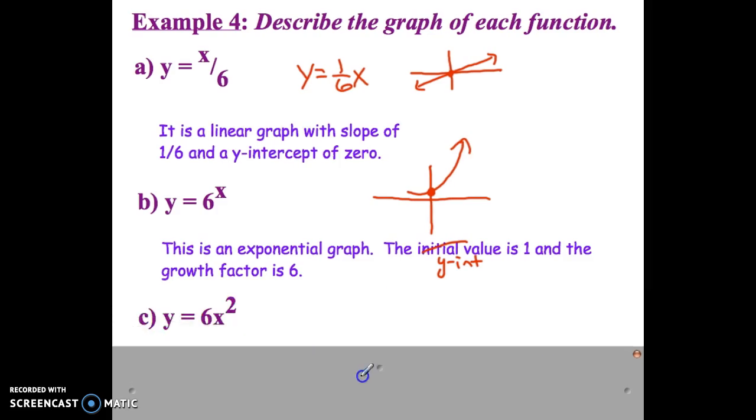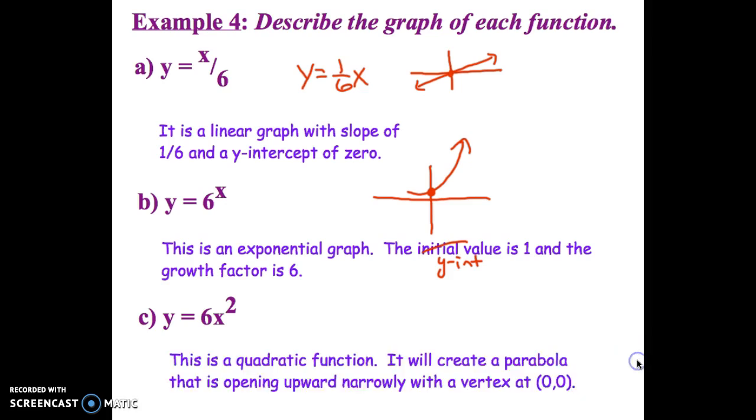Okay, this third graph that we're going to look at is y equals 6x squared. We spent a lot of time on quadratics, so I want you to tell me a lot about this graph. Okay. So you should have pointed out that this is going to be a quadratic function. I wanted you to notice it's a parabola. It's going to open upward. It's going to be pretty narrow. The vertex is going to be at 0, 0. So your graph would look sort of like that. Those would be the key features.